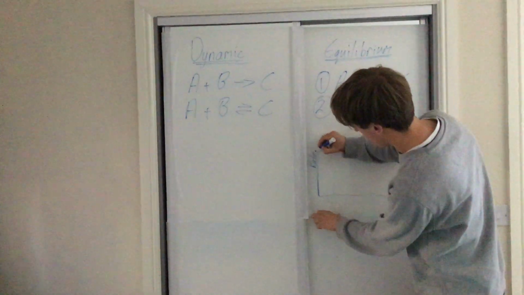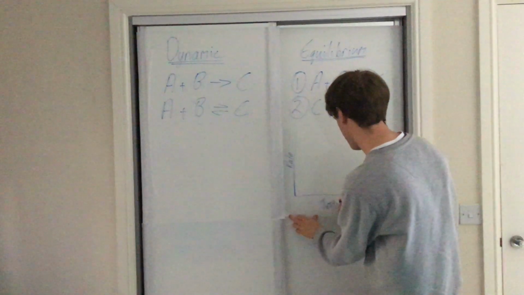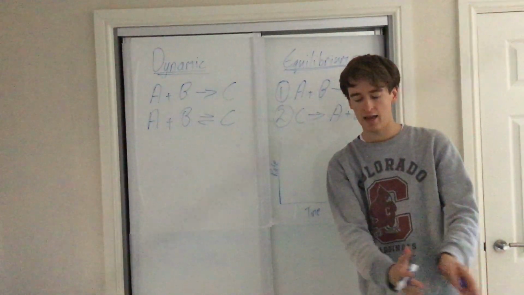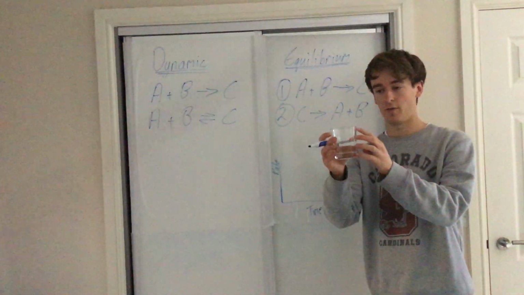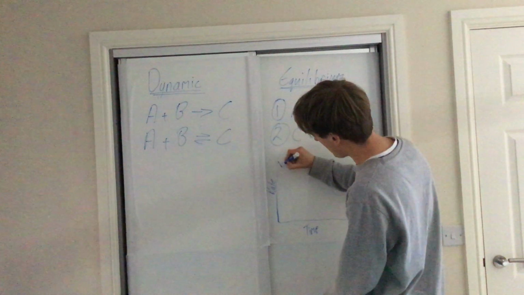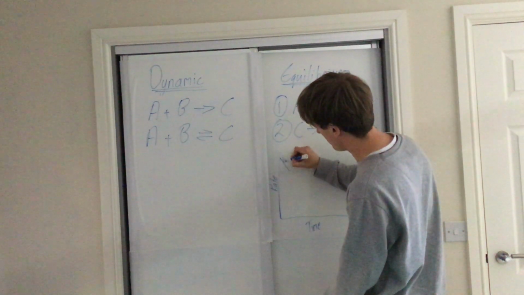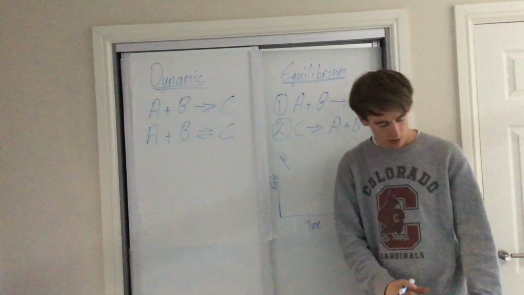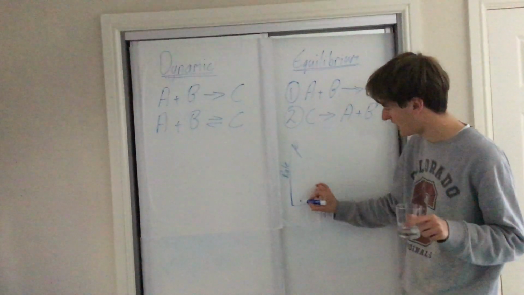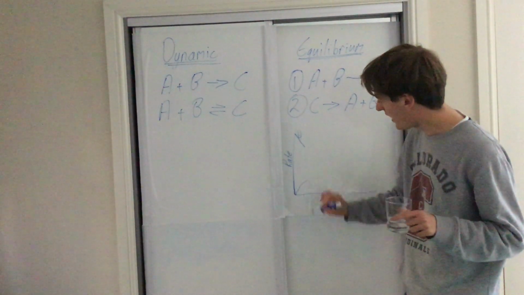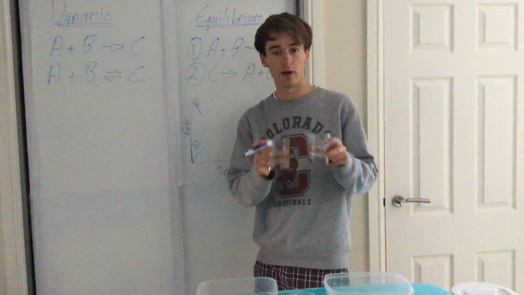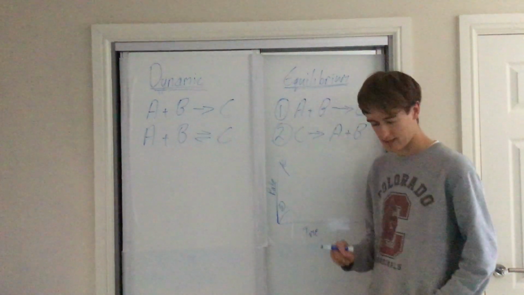So if we show this on a graph of rate against time, in scenario 1 we've started at maximum rate. That's A plus B going to C. We had a full cup of water there, and my rate is as high as it could be. But it has then come down. If we're calling this curve 1, in curve 2 we started at 0 rate of reaction down here. This is the reverse reaction, C going to A plus B, and that curve is starting to increase.